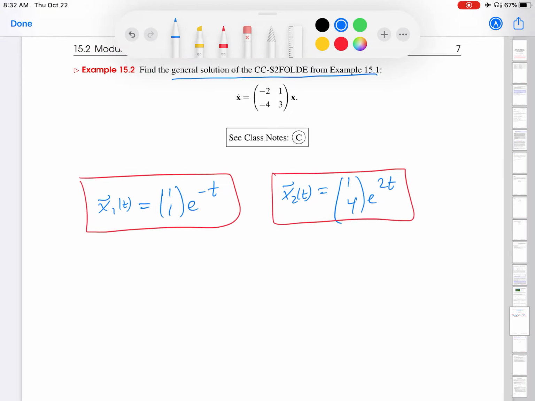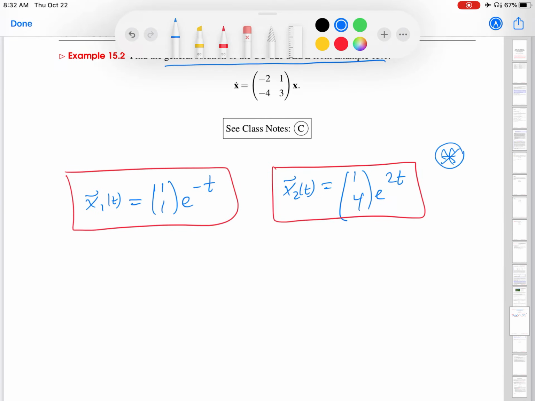So I have found two solutions here. These are the ones that came from class notes A that we found. So what do I need to do? Following my procedure from class notes B, I have to do a couple of checks. Are x1 at t0 and x2 at t0 linearly independent?